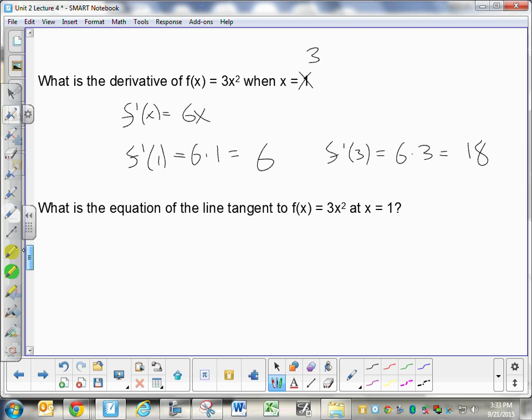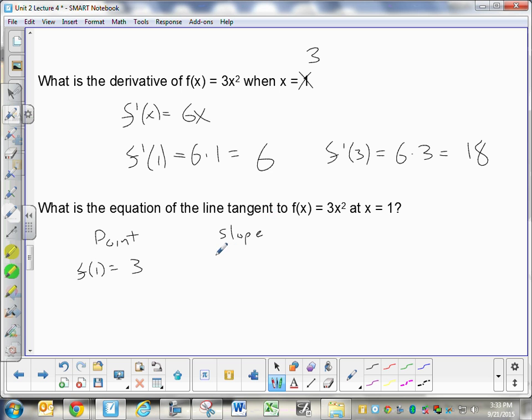So if you are asked, what is the equation of the line tangent to 3x squared at x equals 1, you're like, all right, equations and lines. We just did that. We had a whole homework and a quiz about that. I'm going to need a point and a slope. The tangent line will be located at the point when x is 1 on my original function. So I plug in 1 into my original function, I get 3.